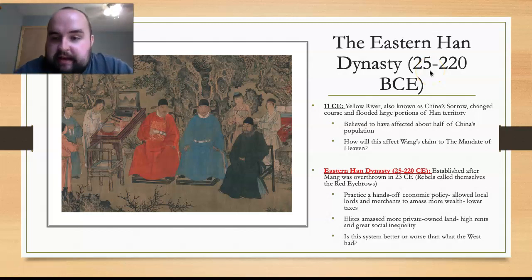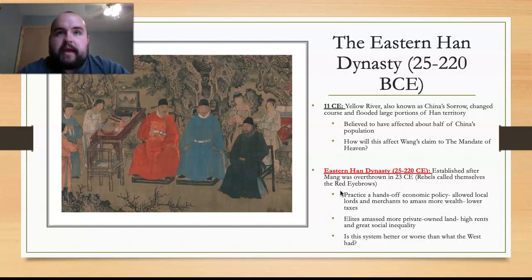In 11 CE, the Yellow River changed course and flooded huge portions of the Han territory and essentially affected about half of China's population at the time. This led to an increasing dislike of Mang's policies and led to him being overthrown in 25 CE. Interestingly enough, I think the rebels called themselves the Red Eyebrows, which I think, of course, is fascinating.